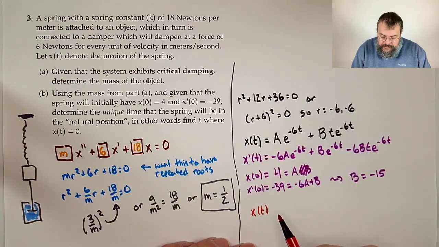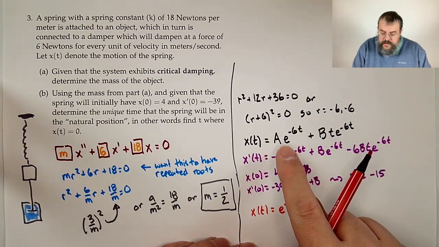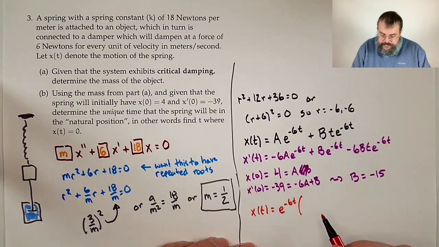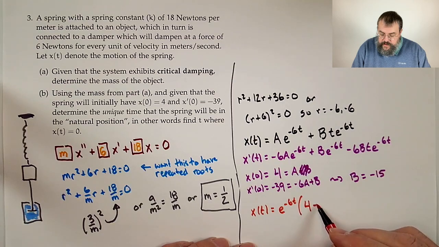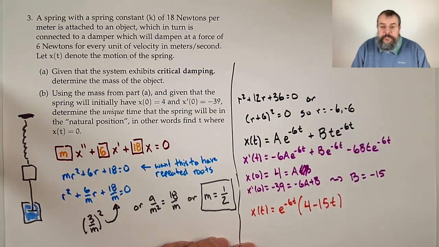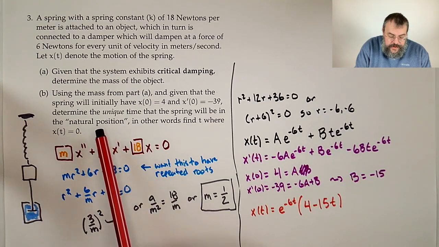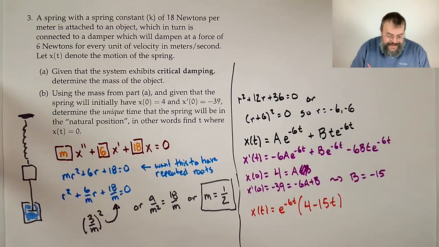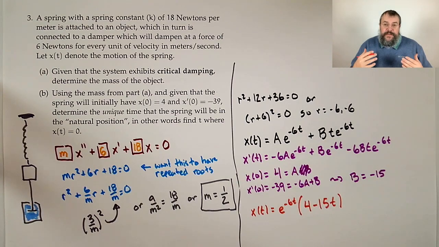let's go ahead and pull it out. That's e to the minus 6t times a, which is 4, and then plus b times t. Well, that's minus 15 times t. And what are we looking for? Well, we want to determine the unique, which means there's just one time that the spring will be in the natural position. So the natural position, you might call it the resting position, where the spring wants to be. So it wants to have 0 offset. And that's what it means. In other words, find t where x of t equals 0.